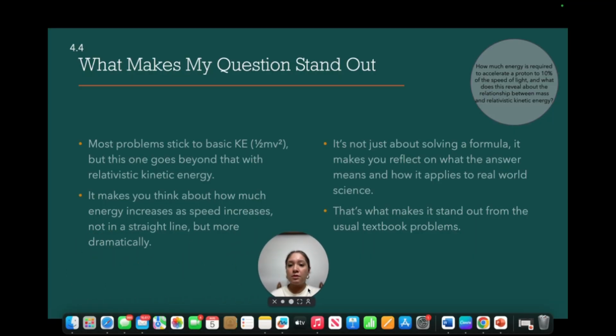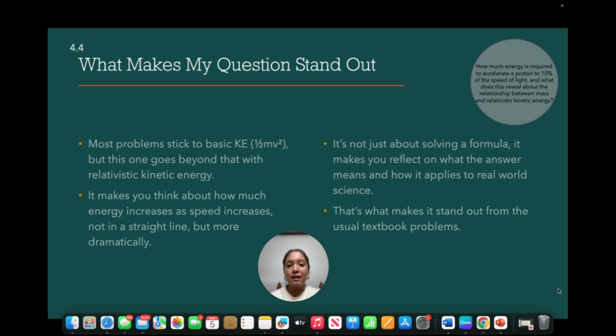Most problems stick with the basic KE, but this one goes beyond that with relativistic kinetic energy. It makes you think about how much energy increases as speed increases, not in a straight line, but more dramatically. It's not just about solving a formula, it makes you reflect on what the answer means and how it applies to real world science.